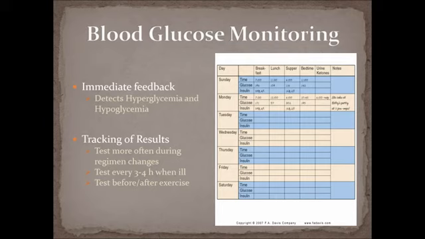Patients should be taught to track their results, whether it's on paper or one of the many apps that exist out there for diabetic patients. They should be testing more often during regimen changes, if we've changed meds, if we've changed insulin. If somebody is ill, okay, because during periods of illness, your patient is actually at very high risk for hyperglycemia. And it can get very high, and we can get into complications like DKA and HHNKS, which can be life-threatening. So if they're ill, and particularly if they're on insulin, they need to be testing every 3 to 4 hours. If they're on insulin, they should be testing before and after exercise.